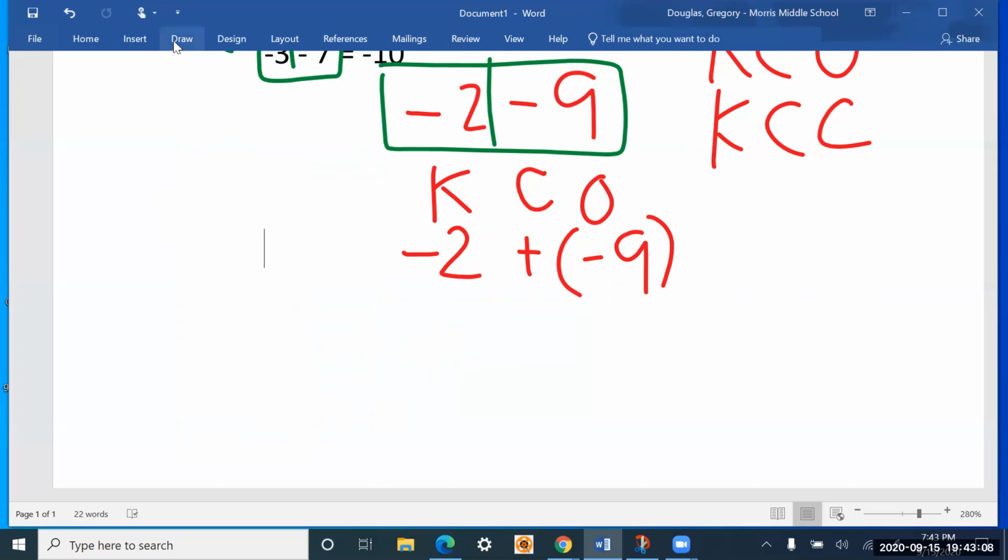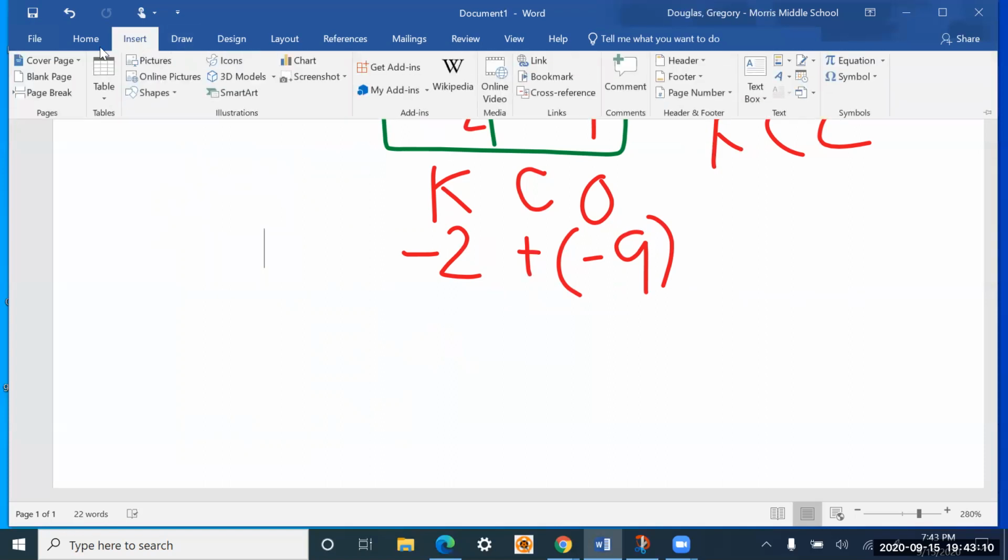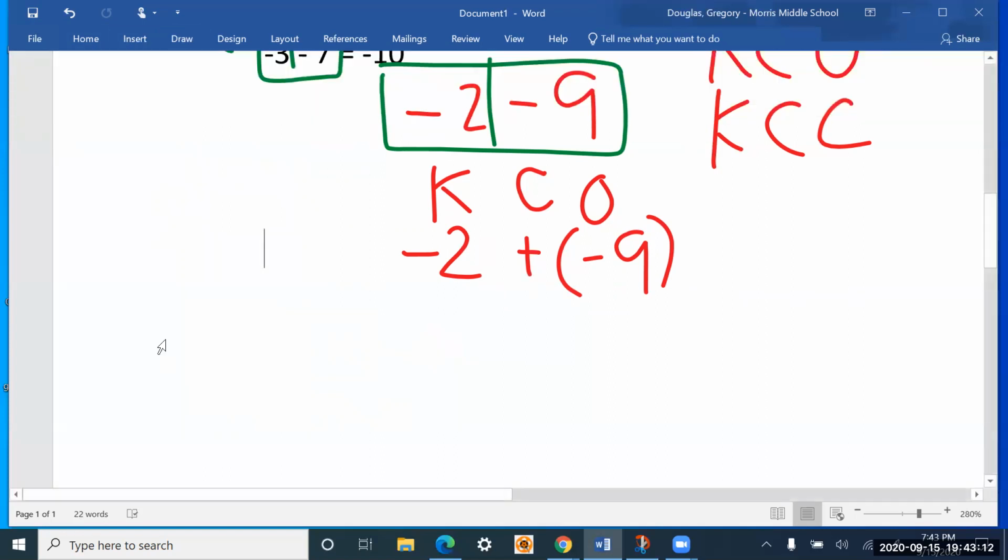Oh, that sounds like something we should type. Let's see, where's my cursor?